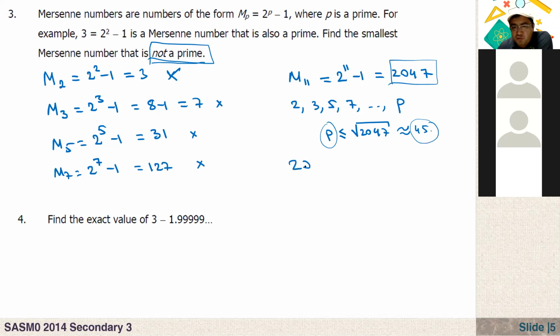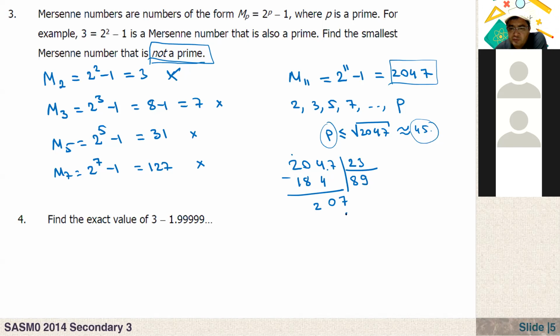But actually, if you divide 2047 by 23... I just checked 2, 3, 5, 7, 11, 13, 17. It doesn't work. How about 23? 204 divided by 23 is 8, right? 8 times 3 is 24, and 8 times 2 is 16, with the 2 it is 18. Subtract this, and it is 2, then bring down 7, 207. And what is it? 9, right?